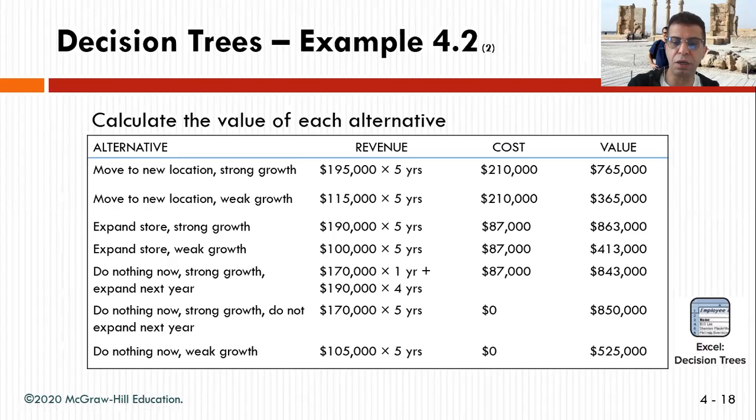The third option is do nothing. Now, strong growth, and we expand next year. So the same cost, because we're just expanding, we're not moving anywhere, and the value is going to generate for us 843, if it's a strong growth. So the other option is do nothing, strong growth, and expand next year.